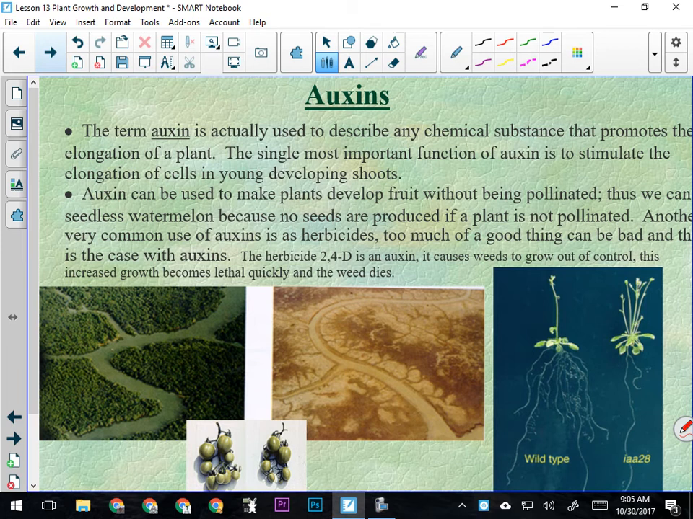All right, so auxin can be used to do a lot of things. Obviously, it promotes cell elongation, so it can be used as a herbicide if it's sprayed on in large amounts. Or in small amounts, it can actually be used to trick plants into thinking that they've been pollinated. How many people like seedless fruit? This is how they make seedless fruit.